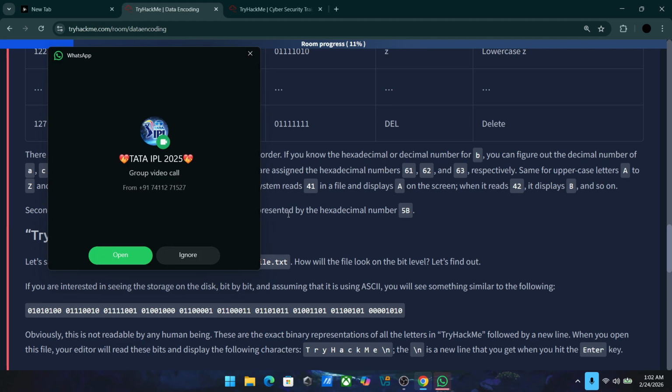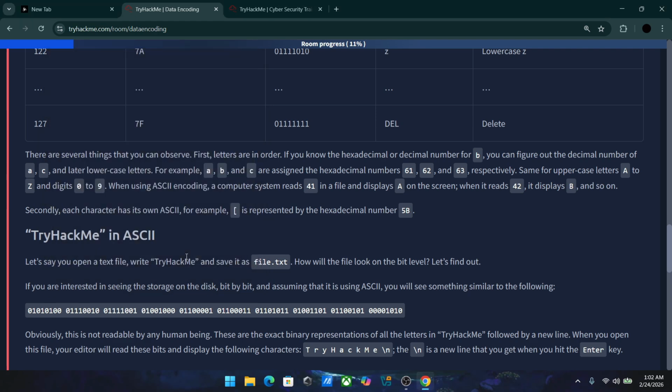When it reads 42, what the hell? A computer. Wait a sec. Wait a second. Let me read it here.